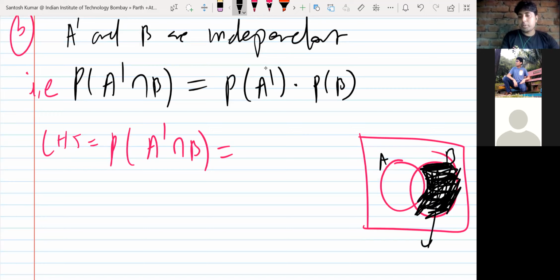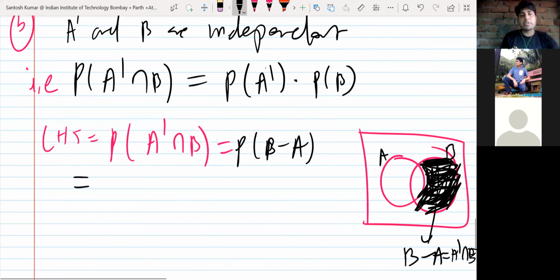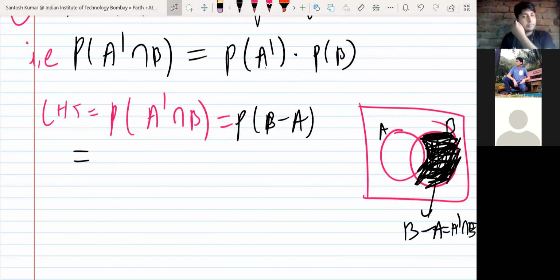So this portion is actually B minus A, or equivalently you can say A dash intersection B, or B intersection A dash, same thing. So it's a probability of B minus A, you can write. Tell me the formula of B minus A. What is the probability of B minus A? Probability of B minus probability of A intersection B.